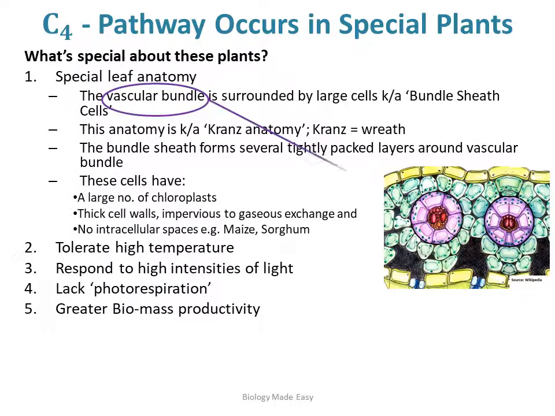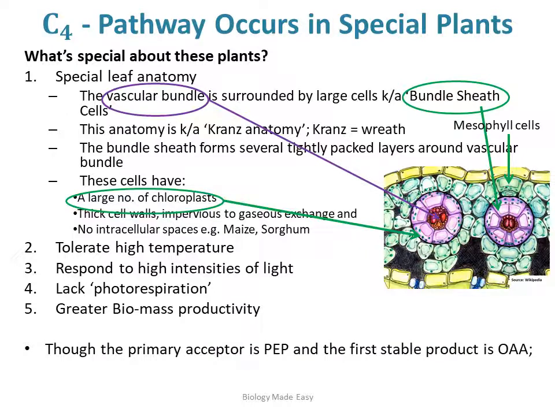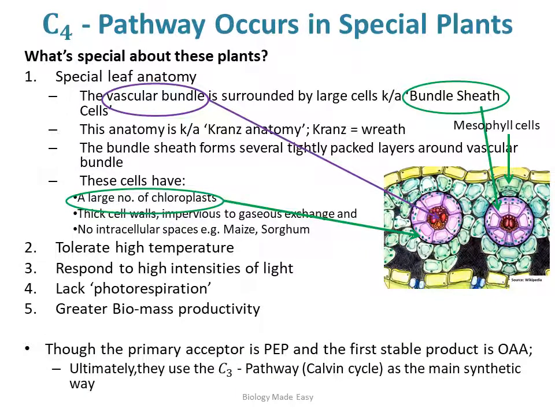The vascular bundles can be seen. The bundle sheath cells are these. They have a large number of chloroplasts, and mesophyll cells fill the rest of the space. The primary acceptor of carbon dioxide here is PEP, and the first stable product is OAA.